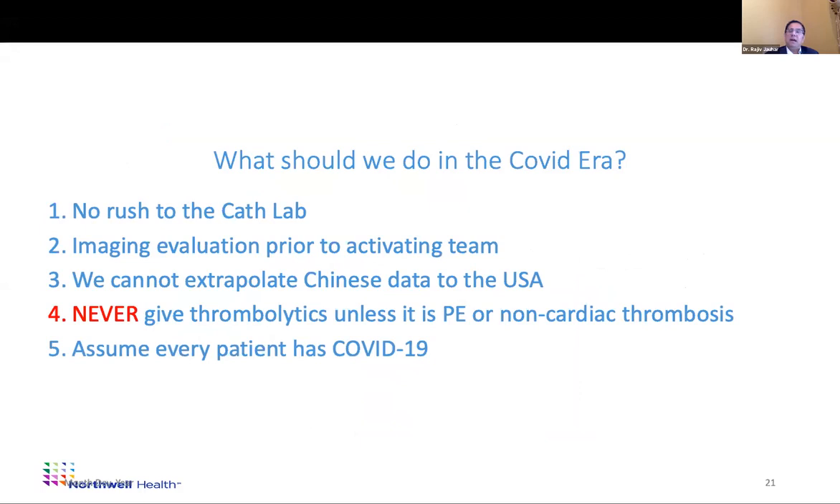In the COVID era, we're not rushing to go to the cath lab. We've done 28 COVID positive patients in the last 3 months. Imaging and evaluating prior to activating the team. I'm not a big believer in thrombolytics unless we think it's a non-cardiac thrombosis. We assume every patient has COVID-19. And we can't really extrapolate the Chinese data to the United States because of the abundance of cath labs in our area. But we have a lot of hope.